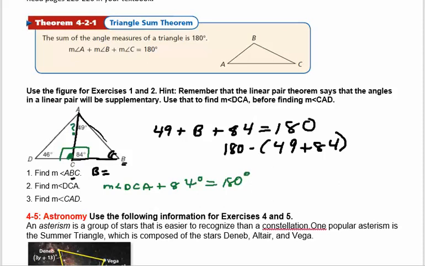And then for number 3, CAD, that's this angle up here. Once you know what this angle is, then we'll be able to use the triangle sum theorem again. Subtract from 180 the 46 and the new one that you find, and then you'll be able to find that missing angle. So for the last one, you have to do number 2 correctly in order to get number 3 right.